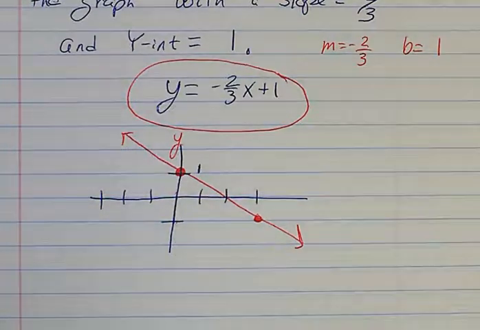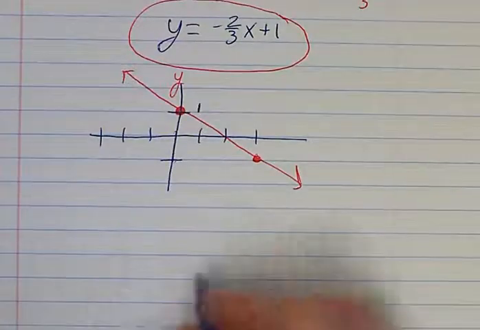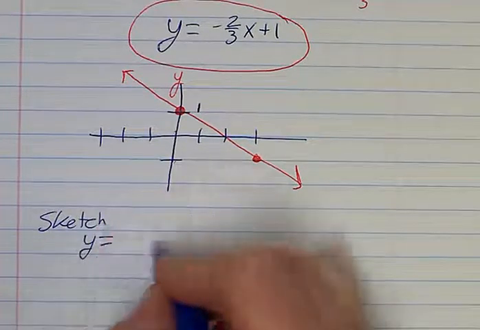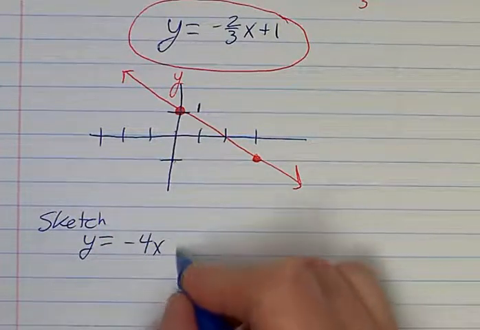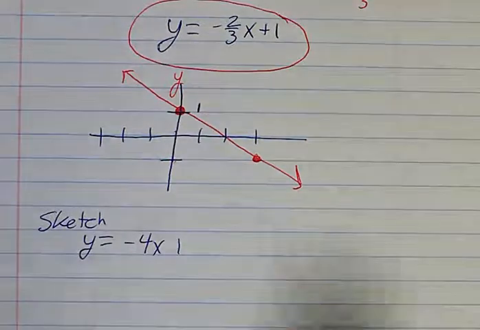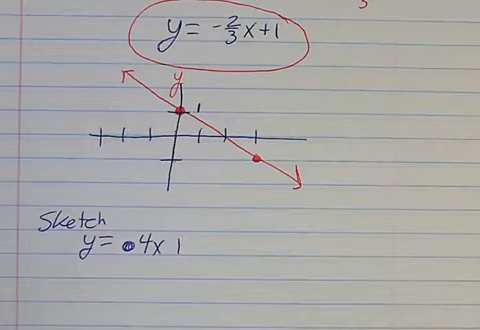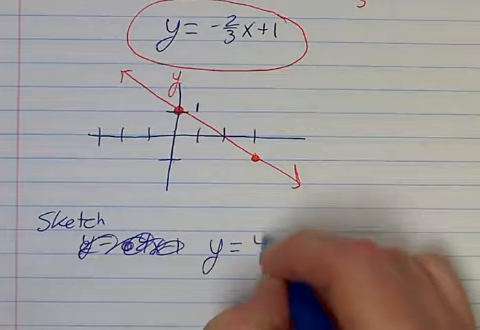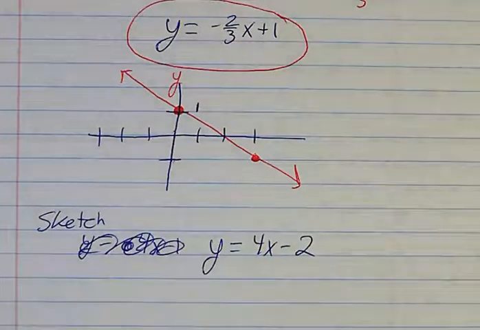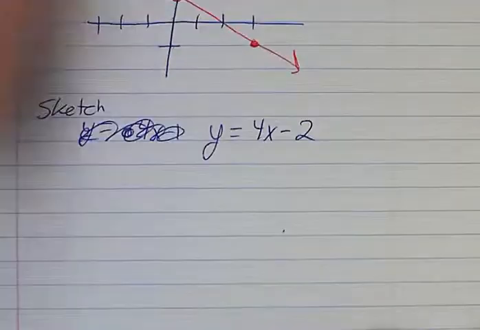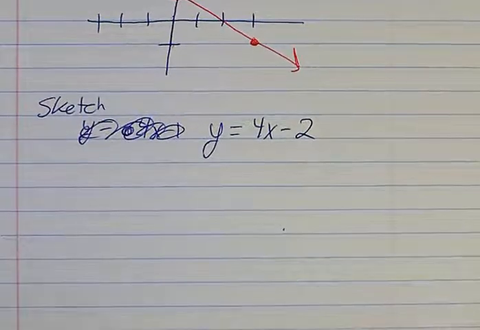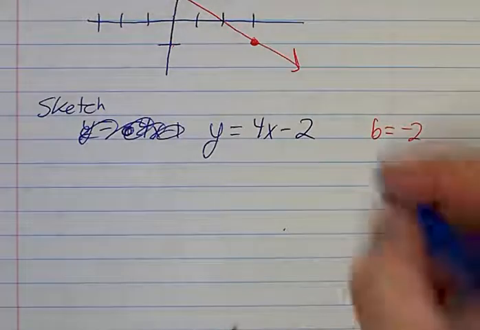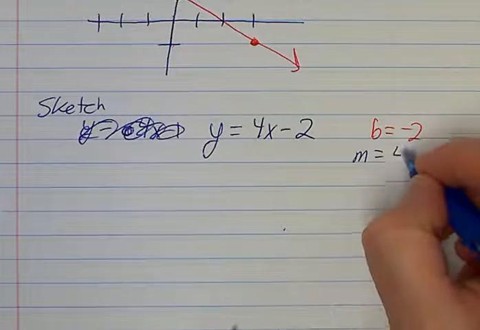Oh, let me show you this real quick. Again, this one we're going to do just to make sure we've got it. Let's say this was y equals, let's just have you sketch it. Let's go with -4x plus, let's not make it negative, let's make it positive, sorry. Let's make it 4x minus 2. Okay, our b value is -2. Our m value is 4.